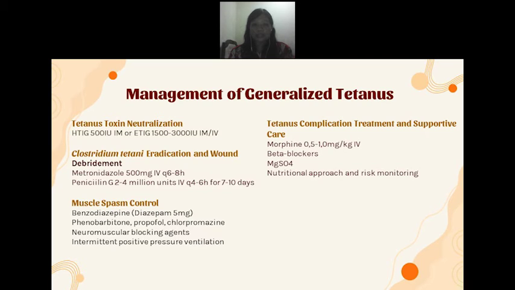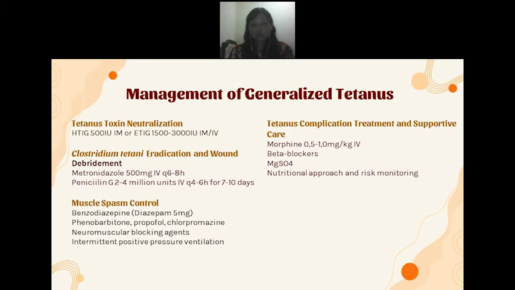WHO recommends a separate and quiet location in the intensive care unit, or ICU, for the management. The location or room should be shaded and protected from any tactile or auditory influence as much as possible. Benzodiazepine like 5 mg of diazepam is also known to be beneficial in treating tetanus muscle spasms.